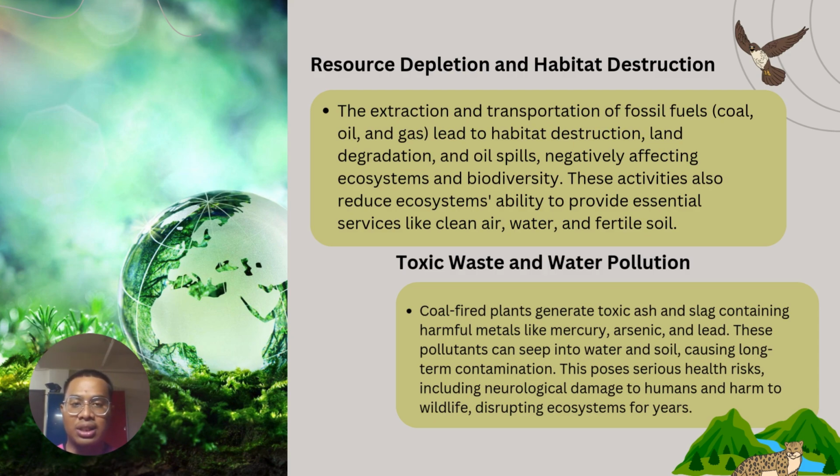The fourth environmental impact is toxic waste and water pollution. Coal-fired plants generate toxic ash and sludge containing harmful metals like mercury, arsenic, and lead. These pollutants can seep into the water and soil, causing long-term contamination. This poses risks including neurological damage to humans and harm to wildlife. This will disrupt the ecosystem for years if we don't take any action on this.